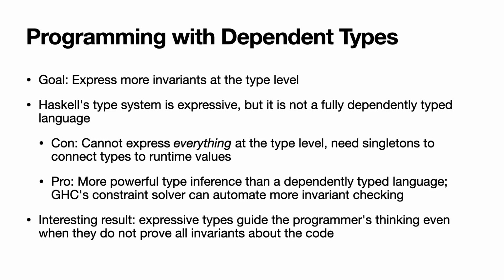However, the upside is that Haskell has a more powerful type inference system than many dependently typed languages such as Agda. In practice, this means that GHC's constraint solver can automate more of the invariant checking than a true dependently typed language would be able to do. An interesting result that I came across is that using more expressive types often guides the programmer's thinking towards writing more correct code, even if we're not proving every invariant about the code. We'll see some examples of this soon.